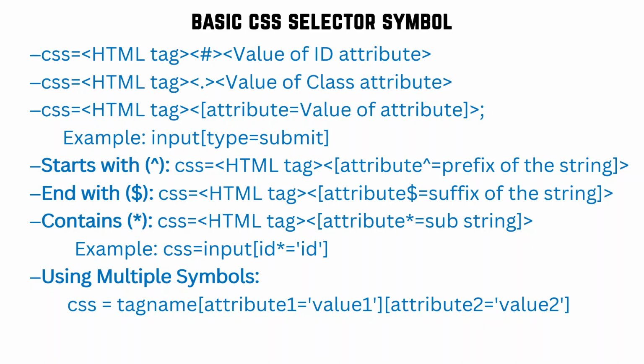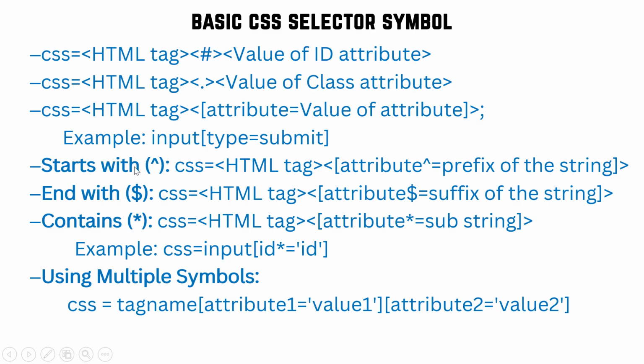So what do we need to create a selector? We start with something called tag name. In case you know the ID, tag name hash ID. In case you know the class attribute, tag name dot class name. If you know another attribute, tag name, attribute equal to the value. If you have multiple attributes, you can use tag name, attribute equal to value, again attribute equal to other value. So you can give multiple attributes.